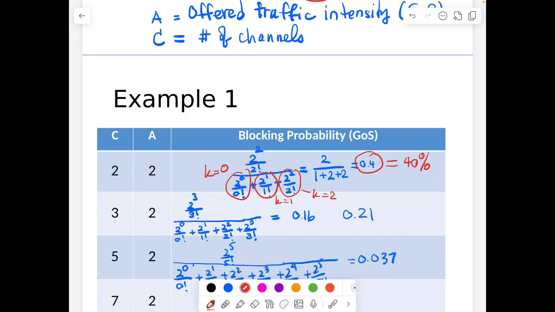So 40% is a big, big number, right? So it's closer to, every two calls, one call will be blocked. So that's almost getting very close to 50-50.